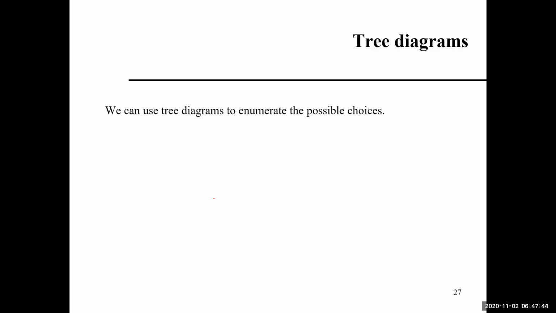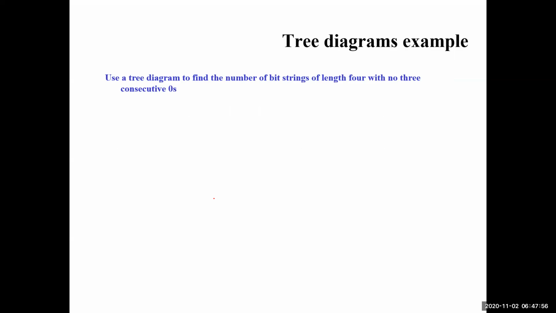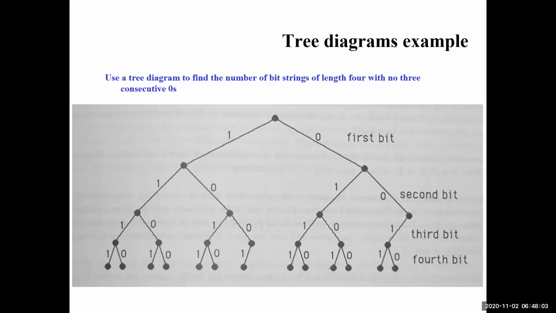The last topic is that we can use tree diagrams to enumerate the possible choices. Once the tree is prepared or created, the result is the number of leaves, that is, count the number of leaves. So let's look at the problem. Use a tree diagram to find the number of bit strings of length 4 with no 3 consecutive zeros. This is a tree, and you can find that 3 consecutive zeros are possible here, but that branch is not drawn, or it is possible here, but this is also not drawn.